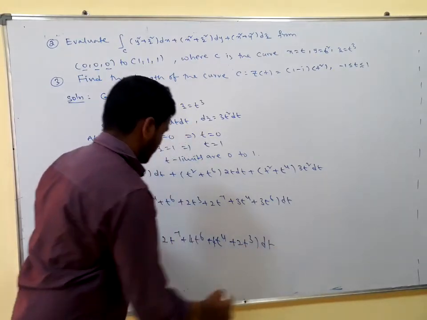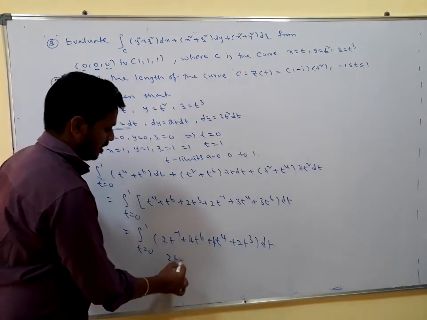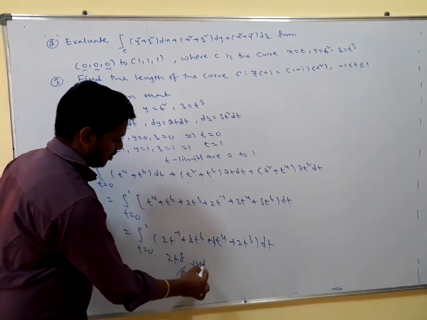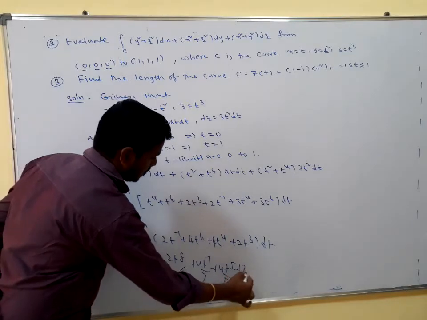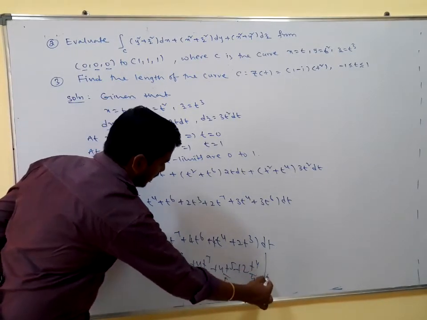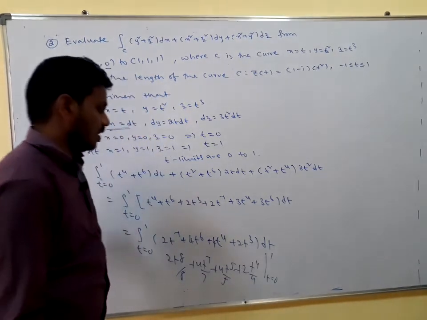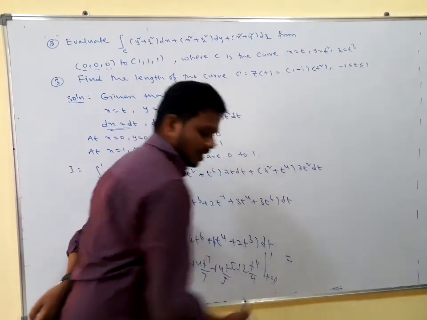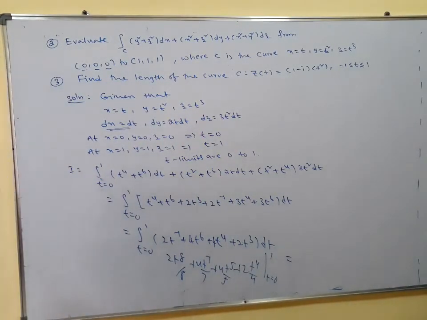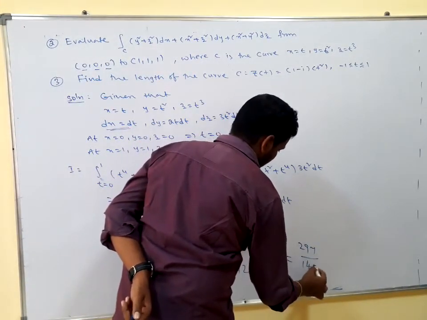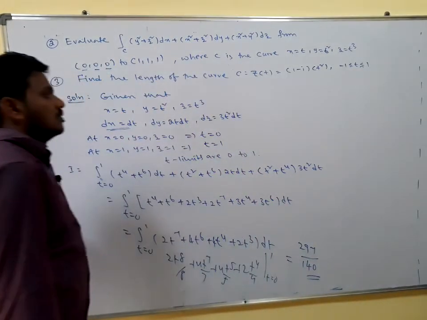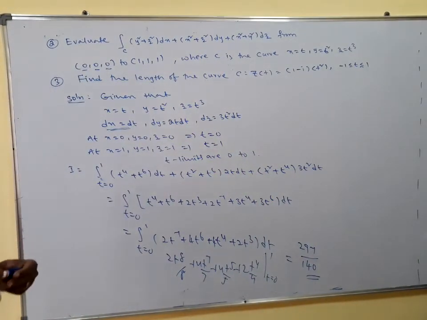Integrating with respect to t, it is 2 into t to the power of 8 by 8 plus 4t to the power of 7 by 7 plus 4t to the power of 5 by 5 plus 2 into t to the power of 4 by 4, where t is from 0 to 1. Then after simplification you will get the answer. The answer is 297 divided by 140. Yeah, this is the problem. Right. Next. It is very simple.